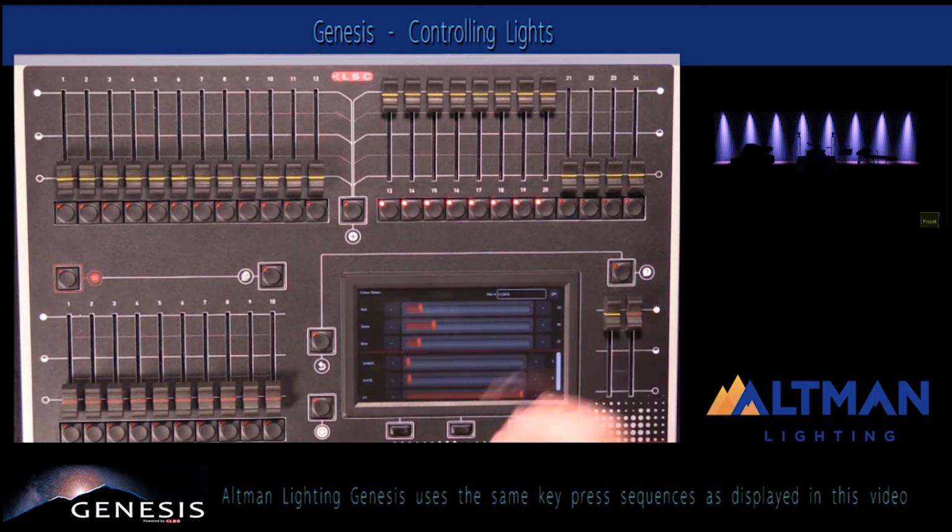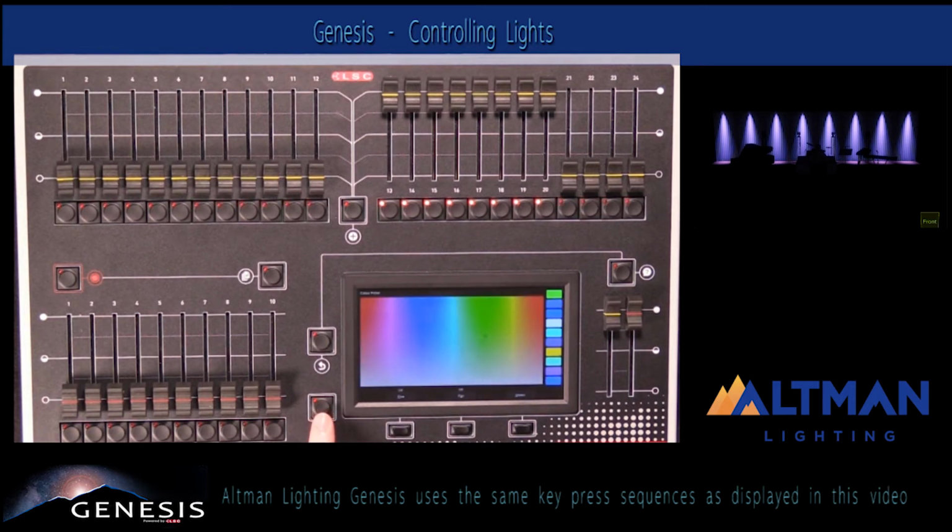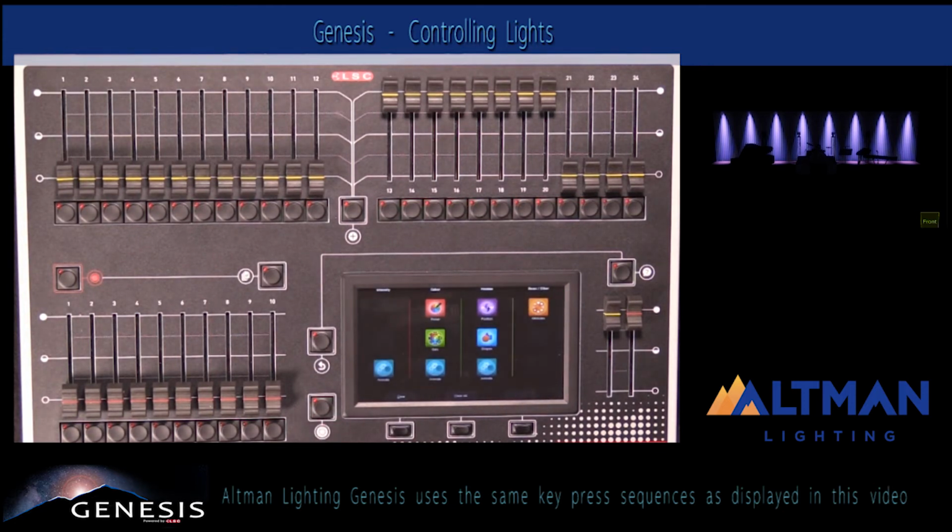The functions that appear in this will depend on the fixture you're using. Some fixtures will have amber and white or UV, others might have other colors, and some might not have any colors at all or might have a color wheel. It will change for every fixture. When we're finished, we press the apps button to go back to the color screen, or again to go back to my app screen.